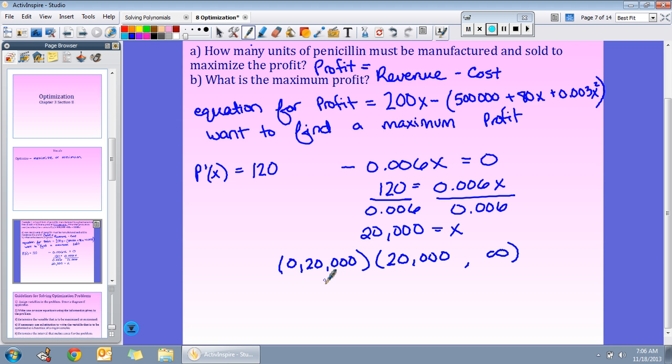So we can test something like 10, and we can test something like 50,000 units, and we're looking at p prime of x. If you plug in 10 into this, this is going to be a very small number, so we're going to get positive. And if you plug in 50,000, this is going to be a really big number, and it's going to be less than 0. So because the first derivative is changing from positive to negative, we know that we have a relative max. So the units that must be manufactured and sold to maximize profit is 20,000.